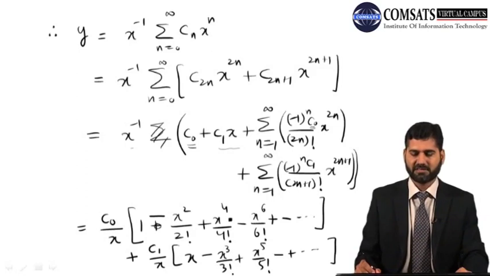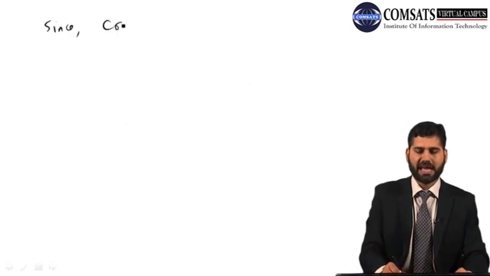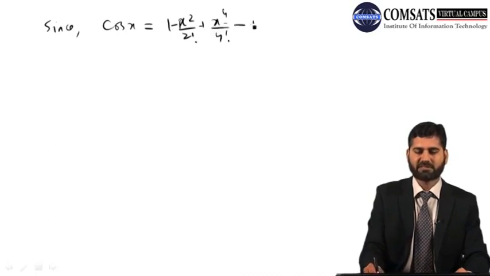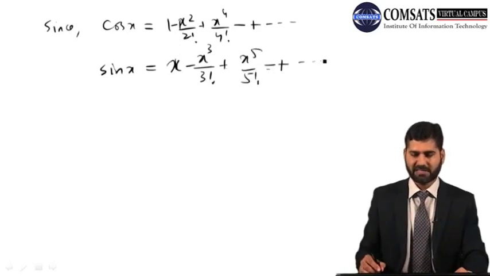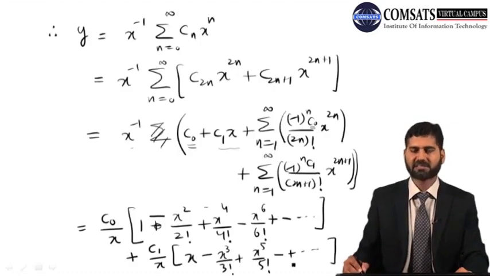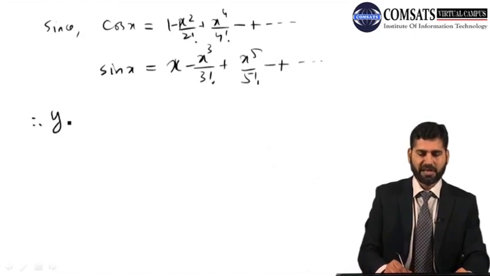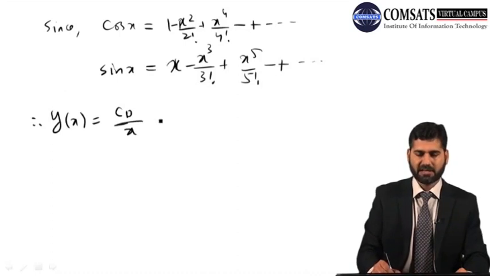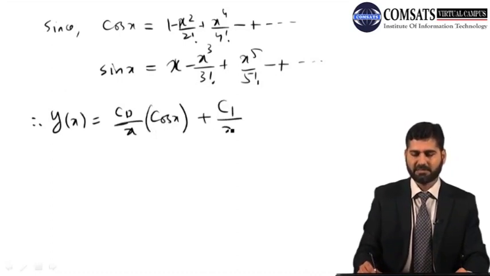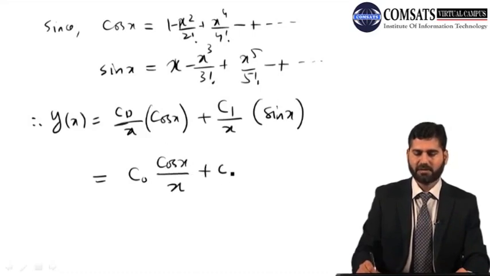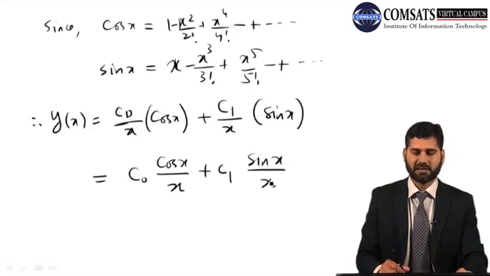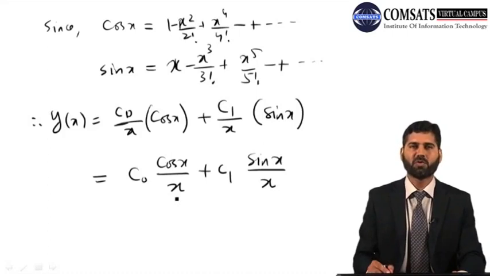And you see these are well known series, since cosine x is 1 minus x squared by 2 factorial plus x^4 by 4 factorial minus x^6 by 6 factorial and so on, and sine x is x minus x cubed by 3 factorial plus x^5 by 5 factorial minus plus and so on. So you can see that the first one is cosine x and the second one is sine x. Therefore your y of x is c0 by x times cosine x plus c1 by x times sine x. So your solution is c0 cosine x by x plus c1 sine x by x. All right. So you got two linearly independent solutions from just one root, r is equal to -1.